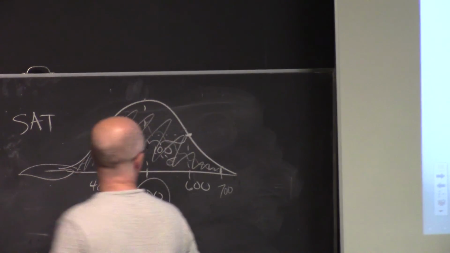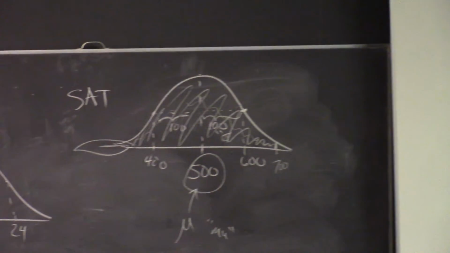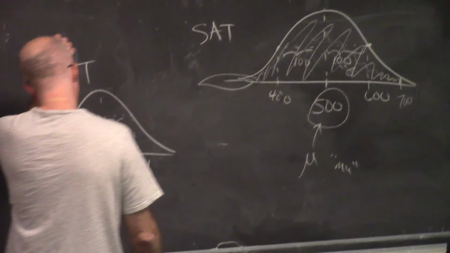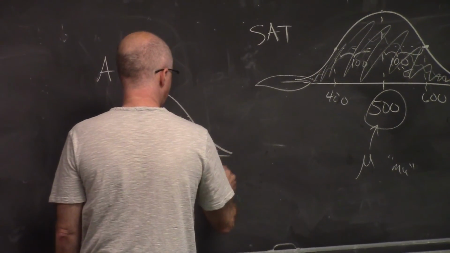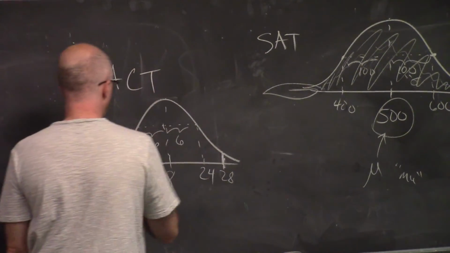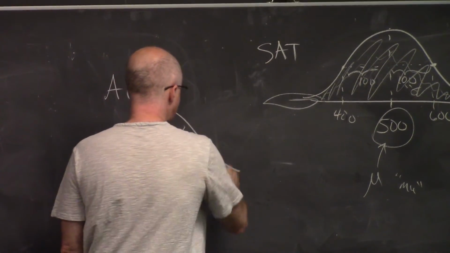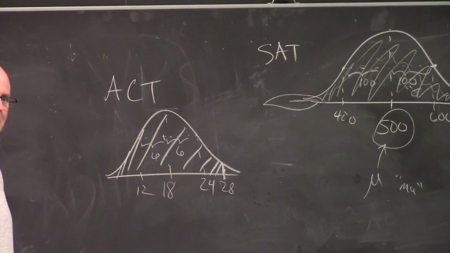For the ACT, Bobby scored what? Bobby scored 28. Right about here, he was also a pretty high score. His percentile rank is this area. Are these areas the same? Probably not. But they both did pretty well.